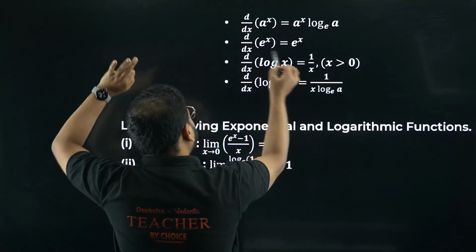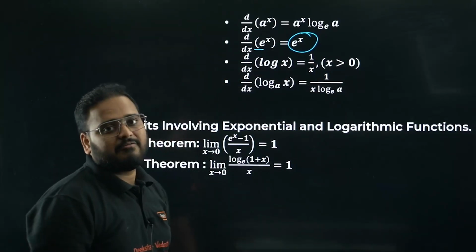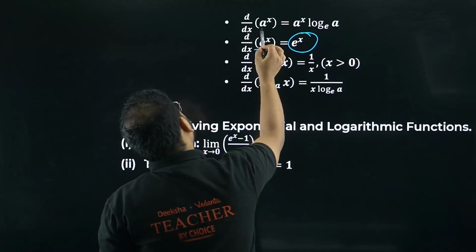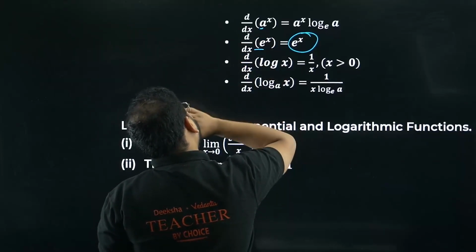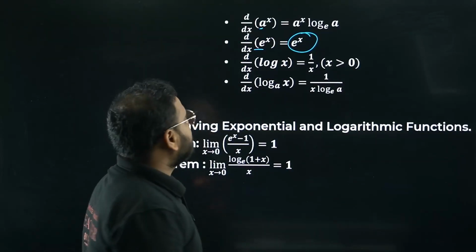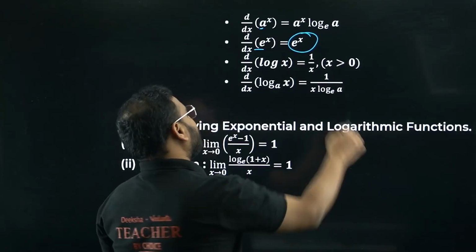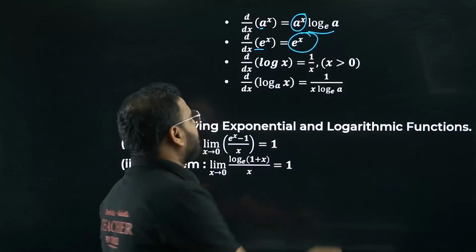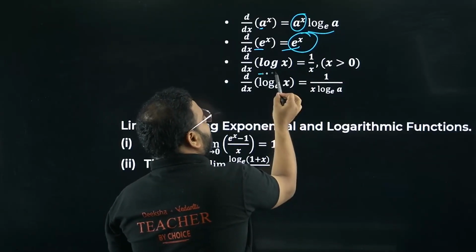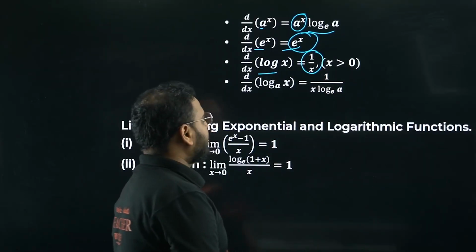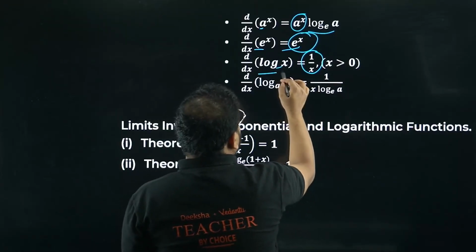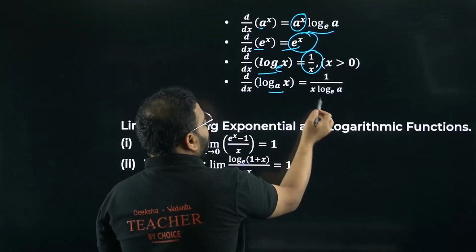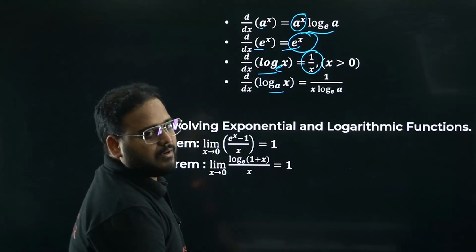Whenever you have e power x, it will remain as it is, e power x. For the first one, remember, the base is different here. The base is a, not the natural base e. So with base a, you're going to get a power x ln a. What about this? It will remain as it is. For log, what are you going to have? 1 by x. This is log with the base e, and this is log with the base a, so you'll have 1 by x ln a. This is the difference.